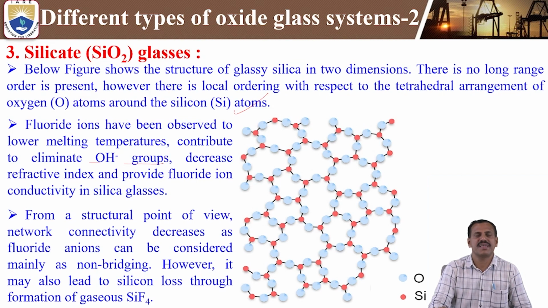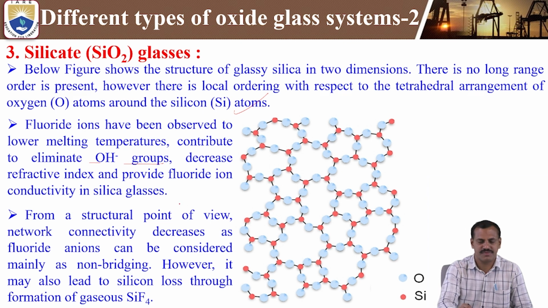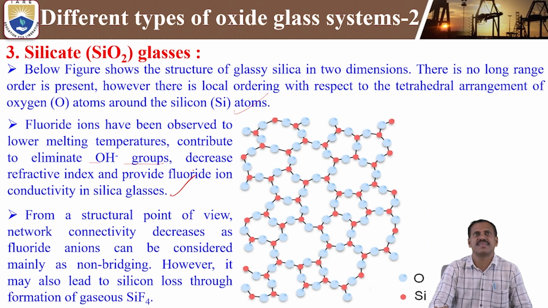That means the water content, the OH groups, will be reduced, which decreases the refractive index and provides fluoride ion conductivity in silica based glass systems. So whenever you add fluoride ions into the silicate based glass system, it reduces the melting temperature as well as eliminates the hydroxyl (OH group) content in the glass system. That is the important thing in silicate based glass systems.